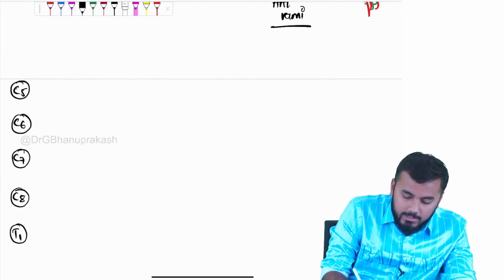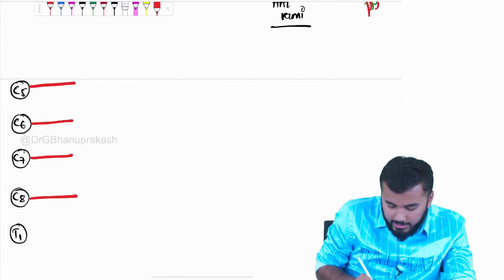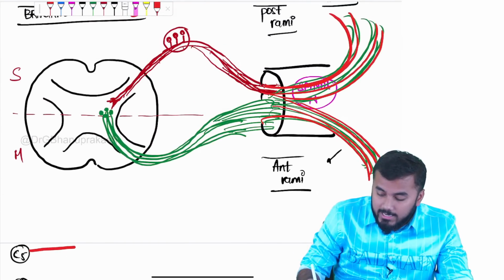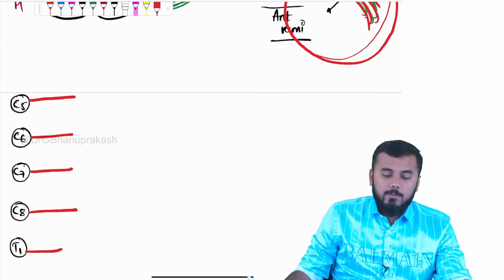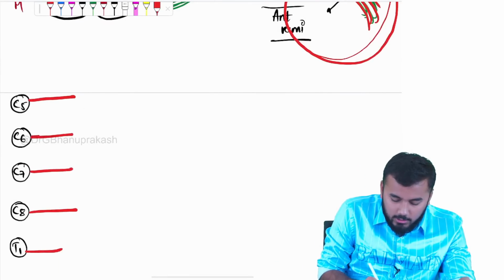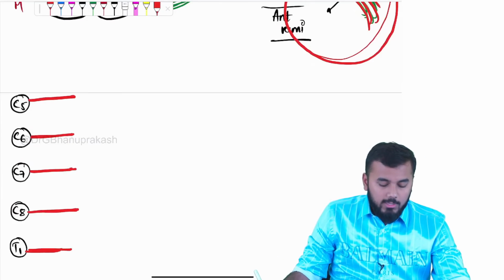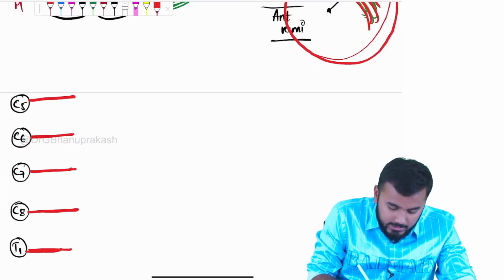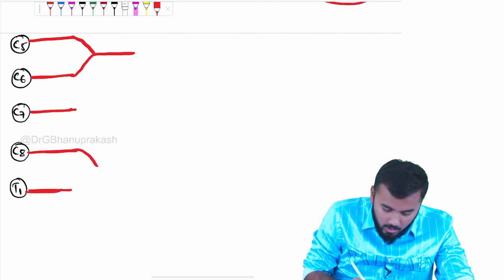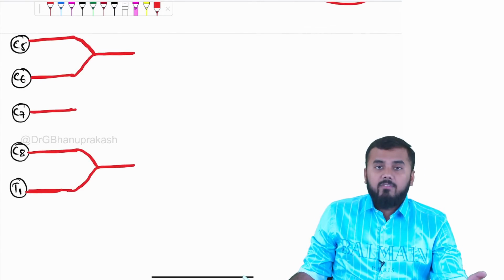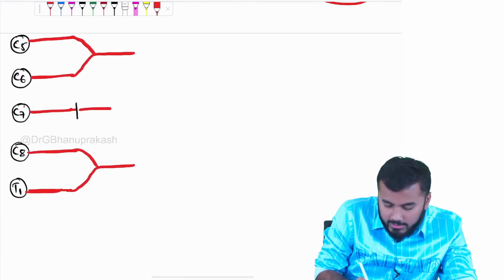Now from C5 till T1, branches come out like this. What are these branches? These are the roots which are coming from the ventral rami. Now the roots of C5 and C6 join together like this. The roots of C8 and T1 also join together like this. Then why did you leave C7? I don't like C7, so that is the reason why I left C7 alone like this.